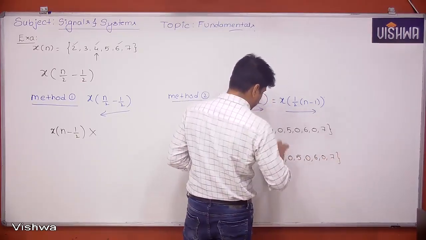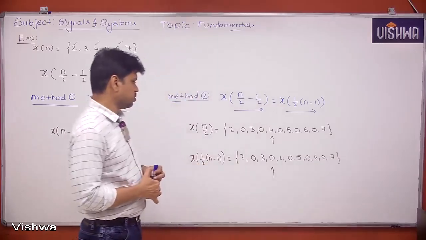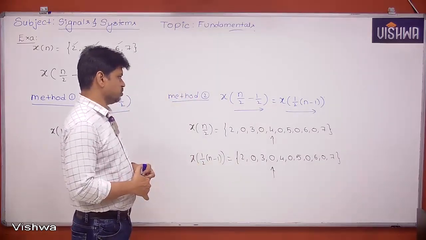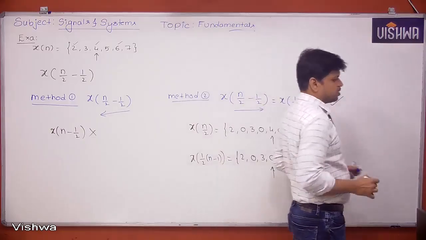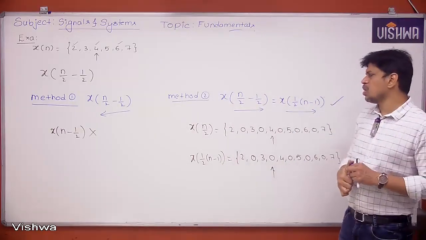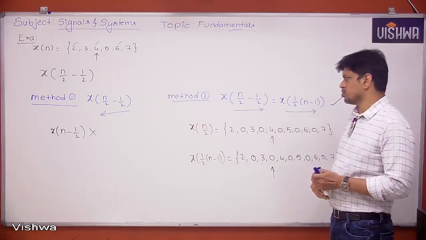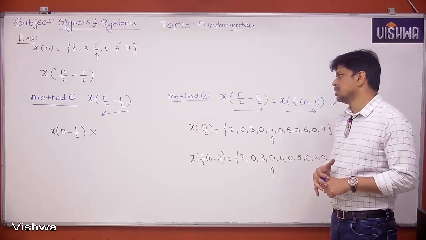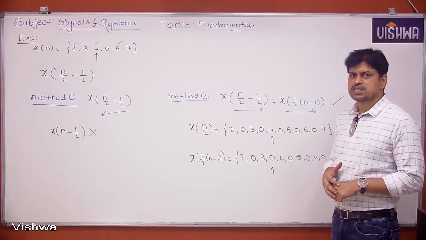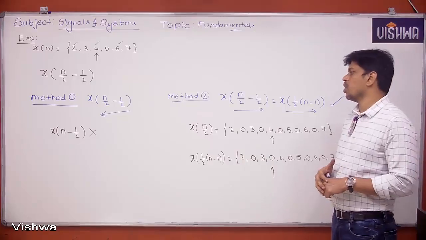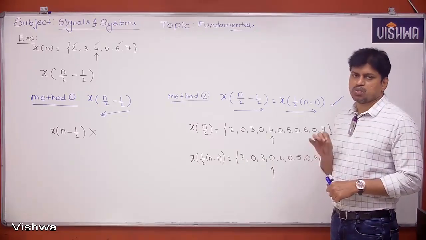Here is the arrow. So that's the final answer we are going to get. So here in this case, method 2 is okay. There is no conclusion on which method we have to use, whether method 1 or method 2. It doesn't matter, but only one thing you have to keep in mind: first avoid non-integer shifting. That's the only thing we have to do.